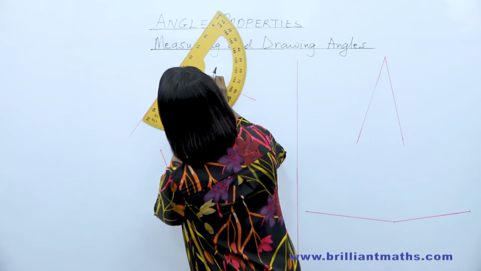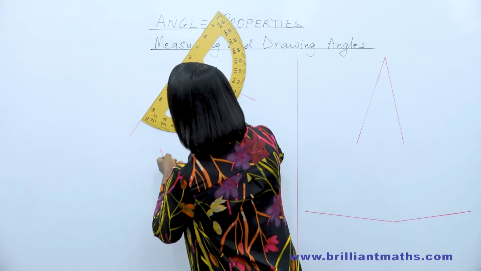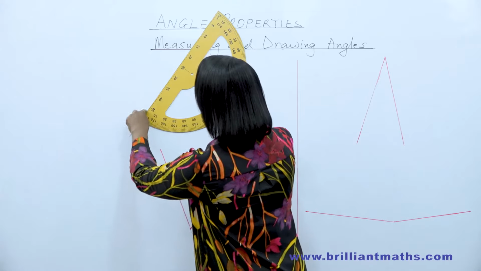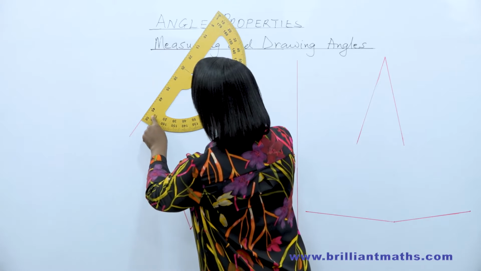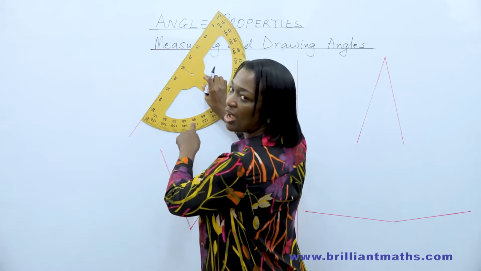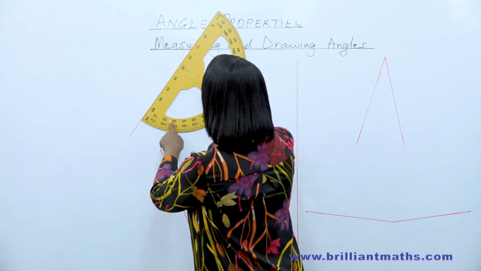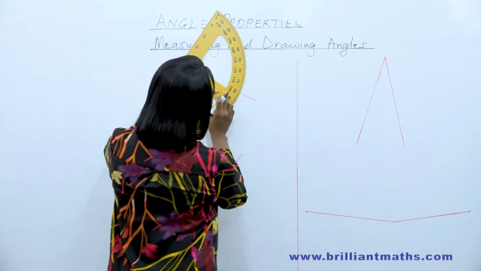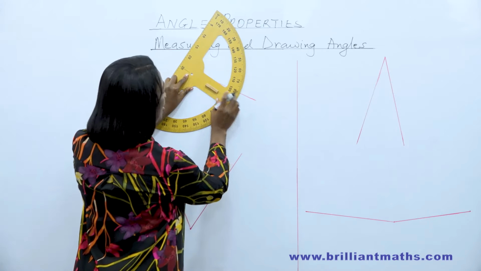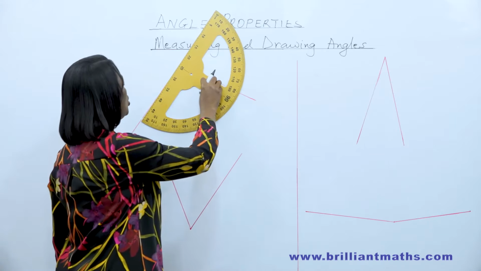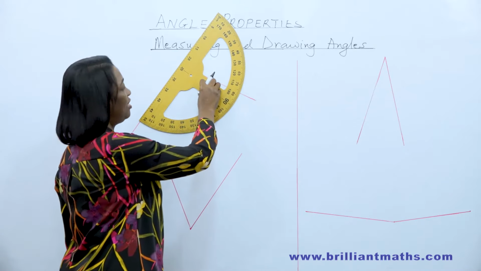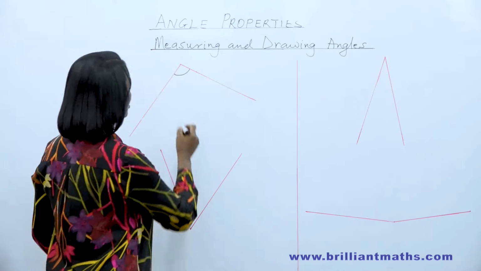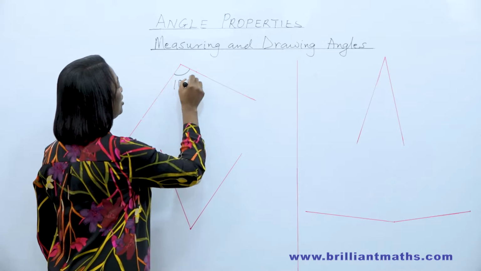Center on the vertex. And then we read from 0. So we're reading the inner measure this time. So 10, 20, 30, 40, all the way to 100. Whichever one you use, you should get the same answer. So that angle measures 100 degrees.